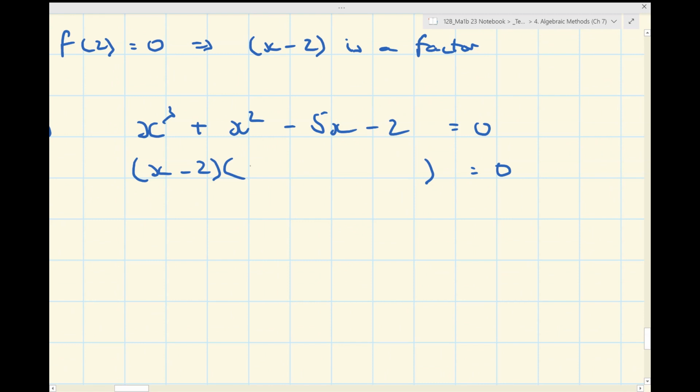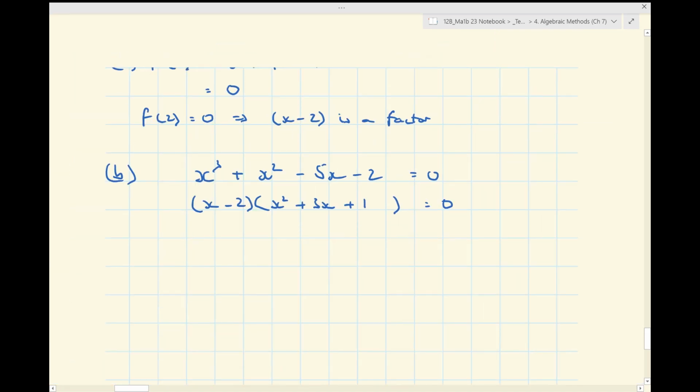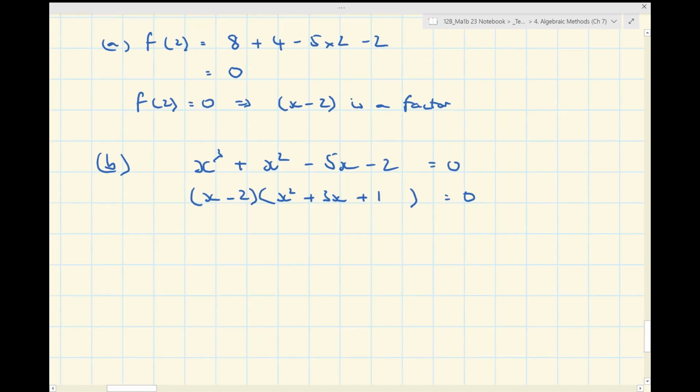I'm going to have an x squared there. That's going to give me minus 2x squared. So I'm going to need plus 3x. That's going to give me minus 6x. And so I'm going to need plus 1 there, which also works with my minus 2. Right, can I factorise that any further? Do you know, I don't think I can.